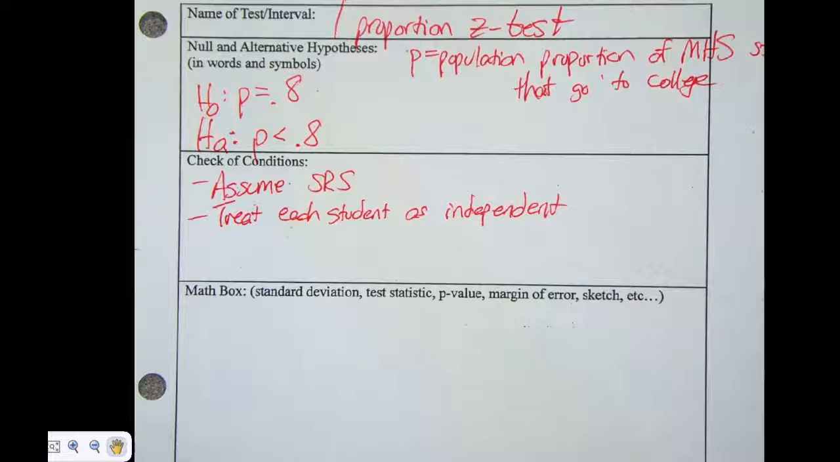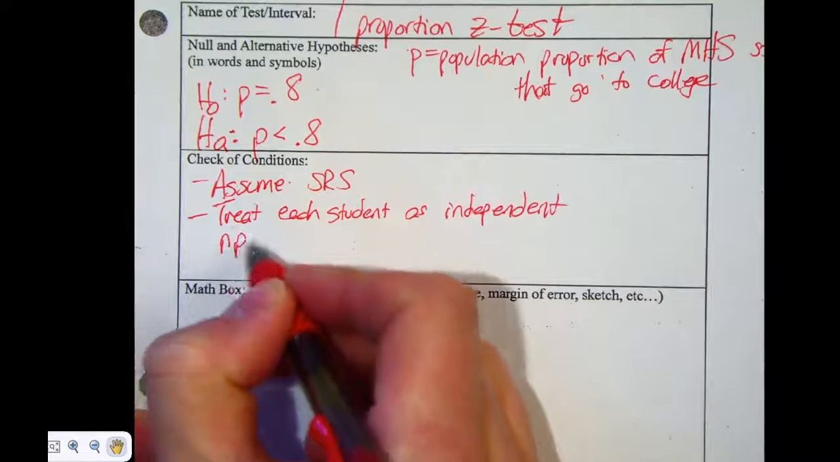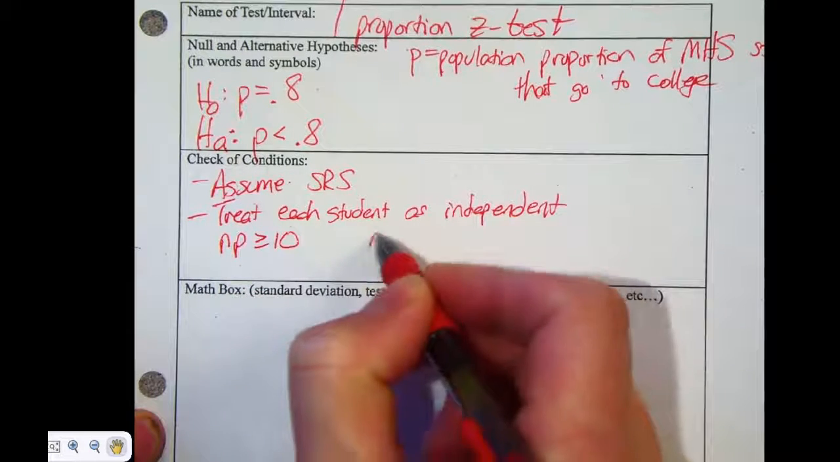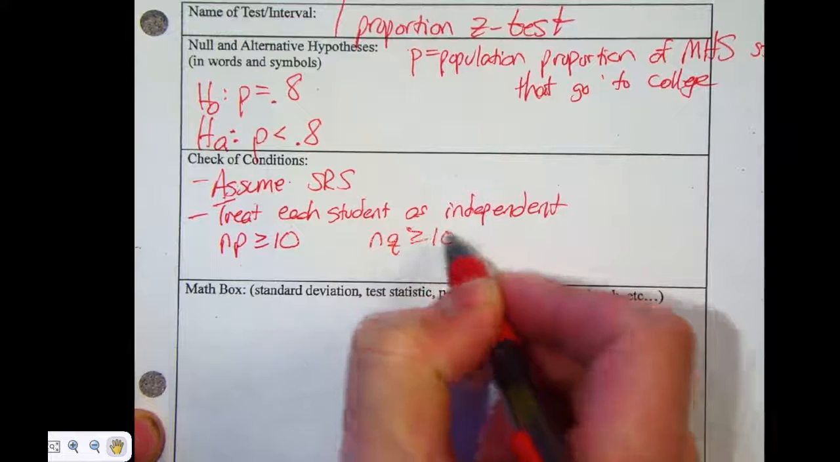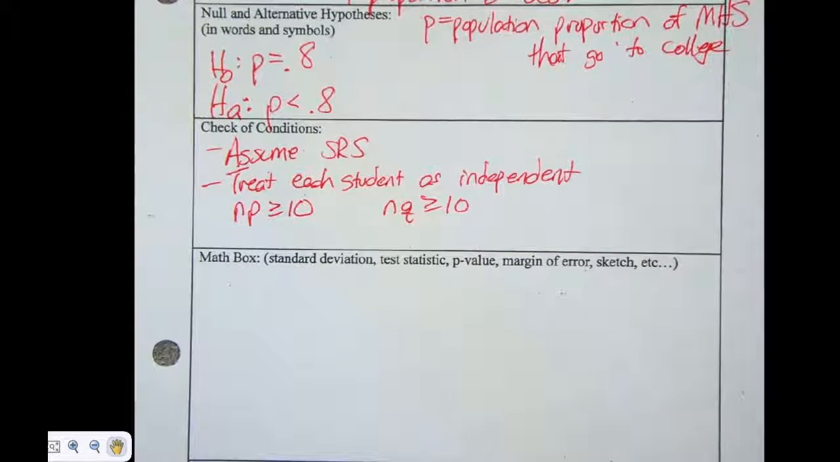So that means Athena going to college or not has no impact on Joel going to college or not, which has no impact on whether Nick goes to college or not. You guys are all separate beings. And then the last one is you need to show me that n times p is greater than or equal to 10, and n times q is greater than or equal to 10. This is basically the sample size, they're making sure you have a big enough sample size.